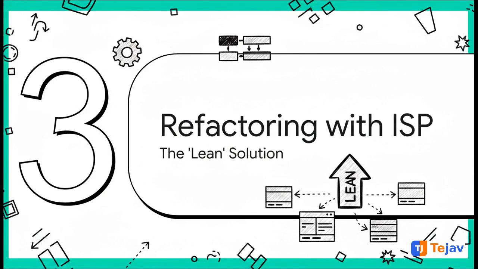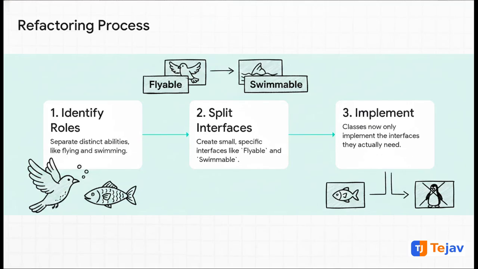We refactor it. We use the Interface Segregation Principle to guide us to a much cleaner, much leaner solution. And the process is actually pretty straightforward. First, we identify the different roles or abilities. Flying is a totally separate thing from swimming. So second, we create small, laser-focused interfaces for each one, like a Flyable interface and a Swimmable interface. And then finally, our classes only implement the interfaces that actually apply to them. Simple as that. No more, no less.